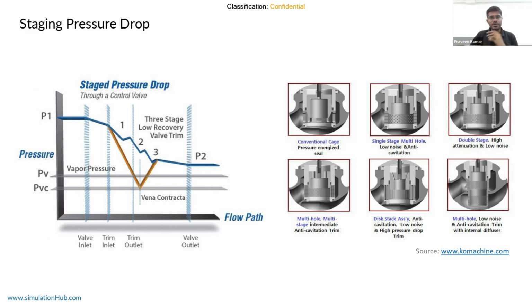So there are different ways to do it. This is the conventional cage. It has some holes in it, and then you have single stage and multiple holes, double stage. So a lot of designs are available in the market, and a lot of ways to achieve this, to eliminate the cavitation with the help of staged pressure drop.